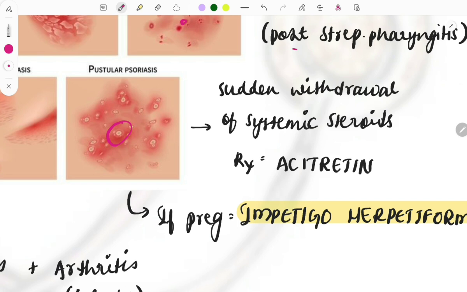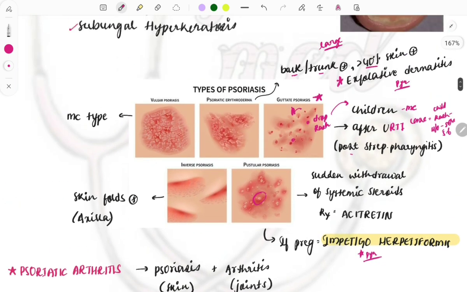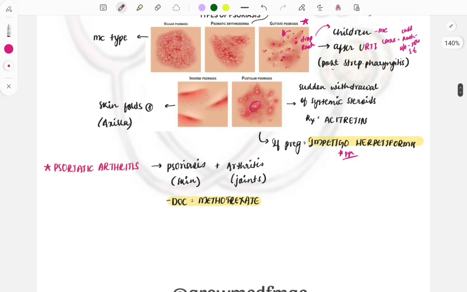and this occurs due to the sudden withdrawal of systemic steroids. For the treatment of pustular psoriasis, we will be using acitretin. Okay, and if this pustular psoriasis happens in case of pregnancy, then it is called impetigo herpetiformis. This is also a PYQ, so questions have been asked on impetigo herpetiformis also. Okay, so these were some important types of psoriasis.